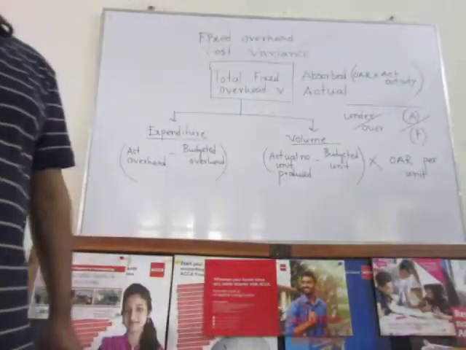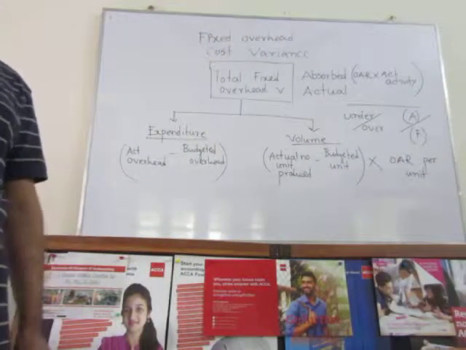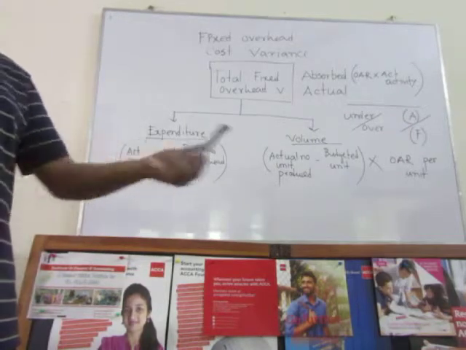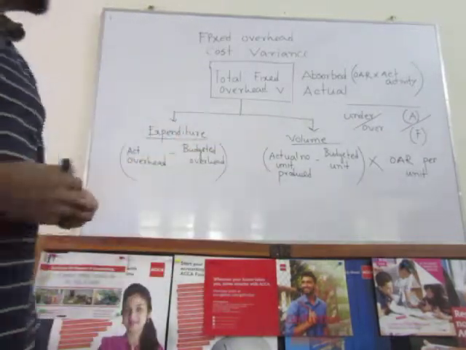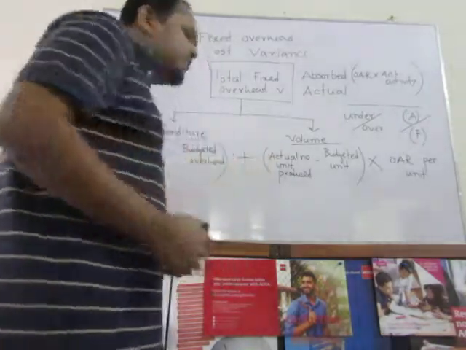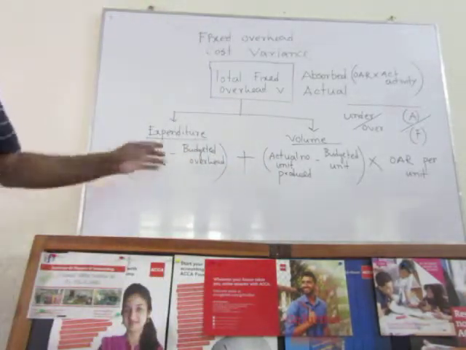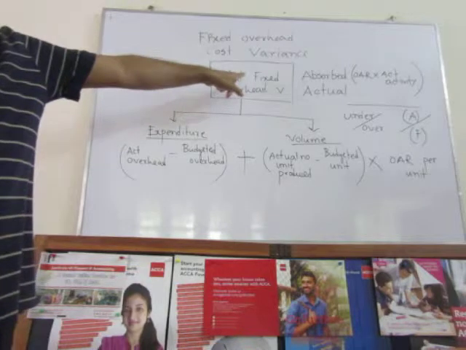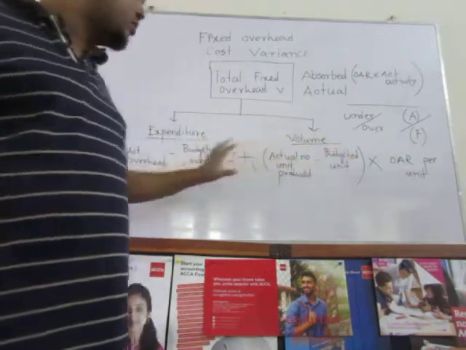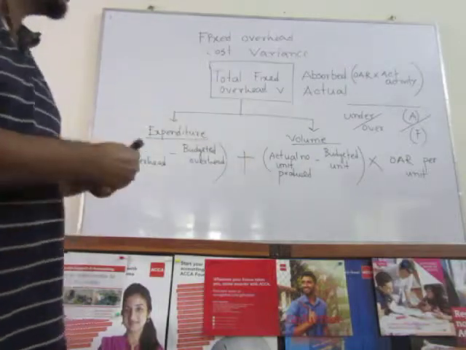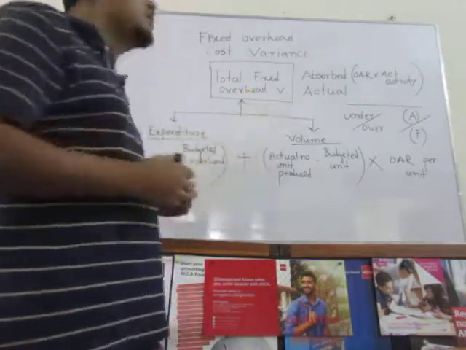Rate per unit, OAR, overhead absorption rate per unit. Per unit কত টাকা? এটা কি বোঝা গেছে? এখন if you guys can find out this expenditure variance and volume variance, and then if you sum these two things or two components, then you can also find out the total fixed overhead variance. এটা বের করে দুটাকে যদি যোগ করি সেক্ষেত্রে I can find out this total fixed overhead variance.